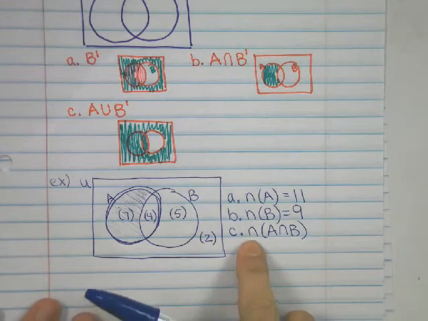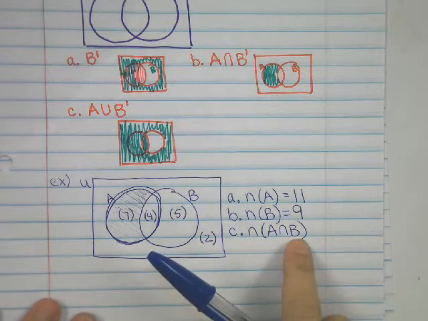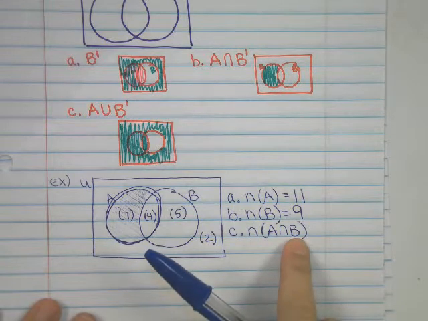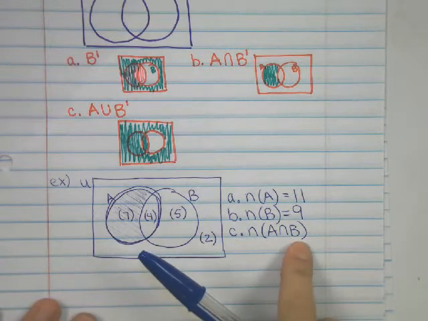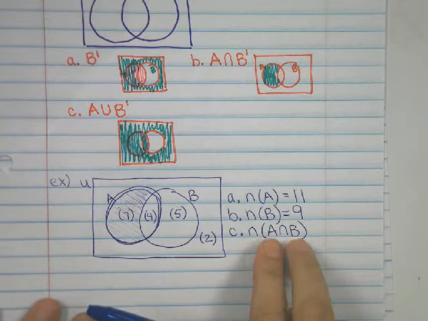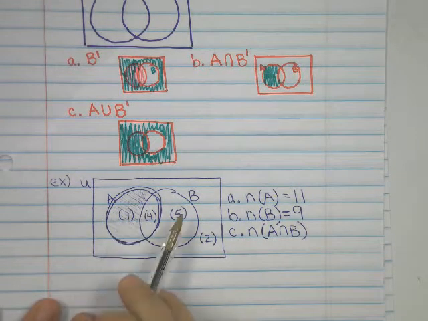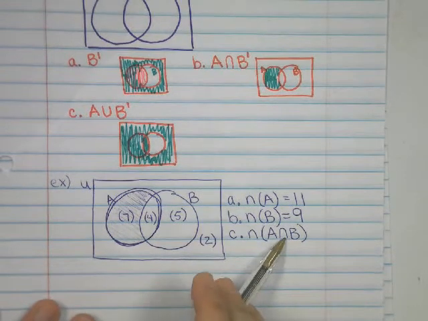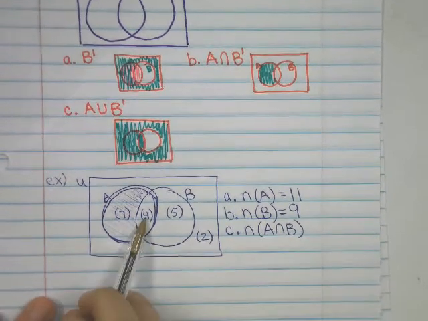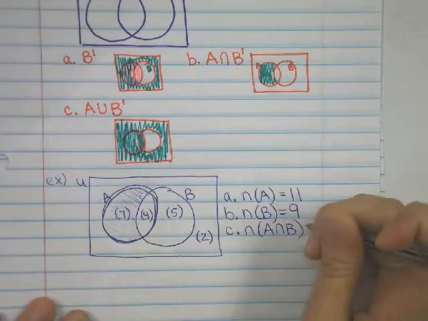This says how many elements are in A intersect B. A intersect B means A and B. How many elements are in both A and in B? Okay. So they have to be in A and they have to be in B. The intersection is the terms that they share. They share these 4 elements in the middle.